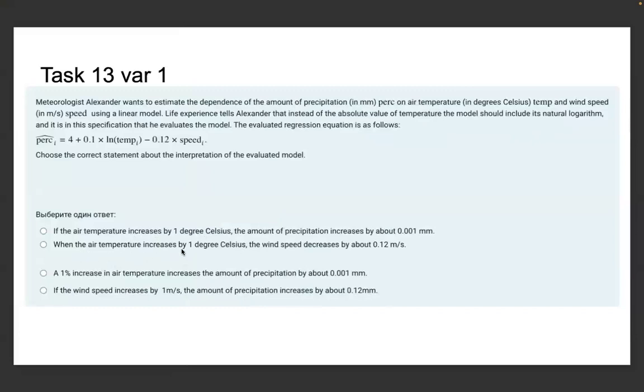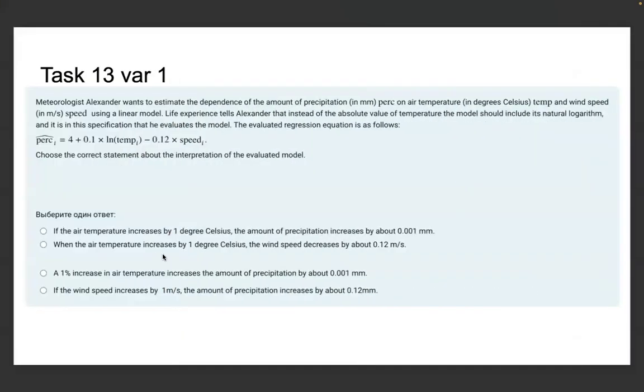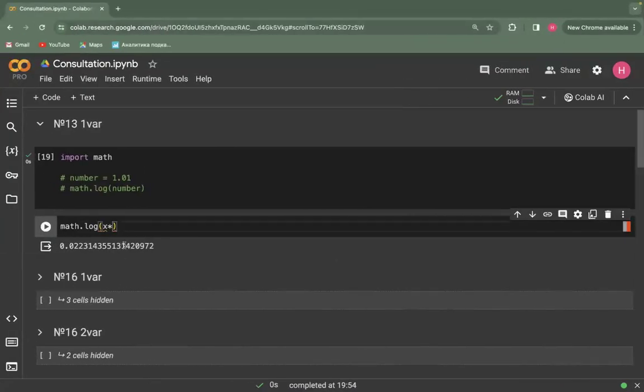When the air temperature increases by 1 degree Celsius, the wind speed decreases by about 0.12 meters per second. We have no correlation between temperature and speed, so it is wrong again. A 1% increase in air temperature increases the amount of precipitation by about this value again. So maybe somebody will tell me: if the previous value is x, how can I get the new value, increased by 1%? What do I have to multiply the previous value by?